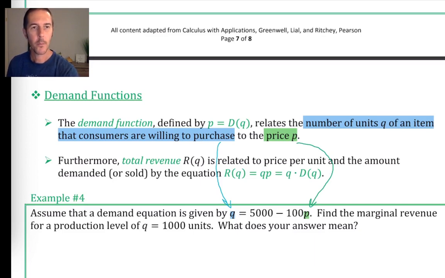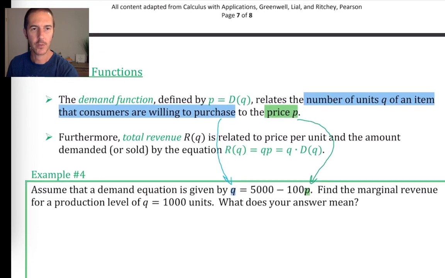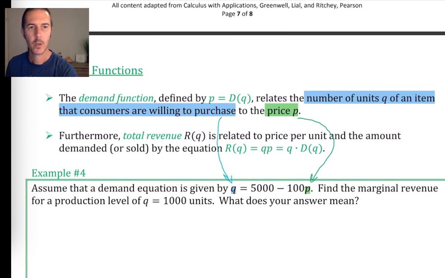Okay, so again, Q is the number of items, and I've highlighted that in blue and drawn an arrow down here to this next equation in our actual example where we see the variable Q, and it's relating the number of units to the price P, and I've drawn an arrow down to P in this equation also. Revenue is related to both of those things, the number of items that you're producing and the price per item to the consumer.